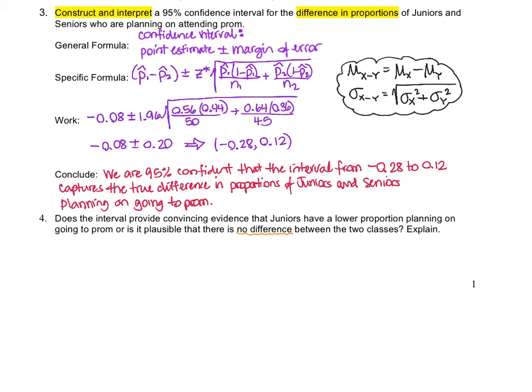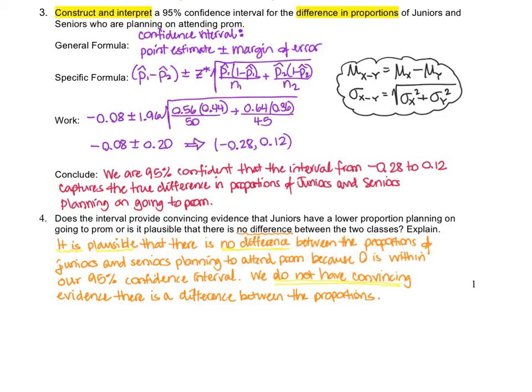So we go from negative 0.28 to positive 0.12. 0 is included in that interval. So our response to number 4 is going to be that it is plausible. I'm going to write that down. You can pause the video to copy down the exact verbiage so that you're comfortable and familiar with the wording to use.